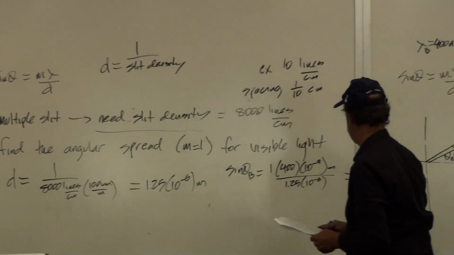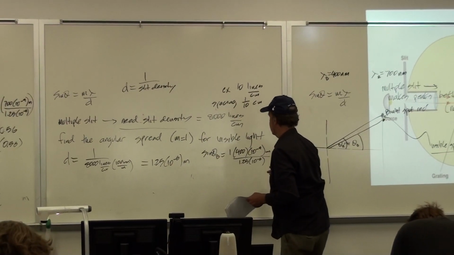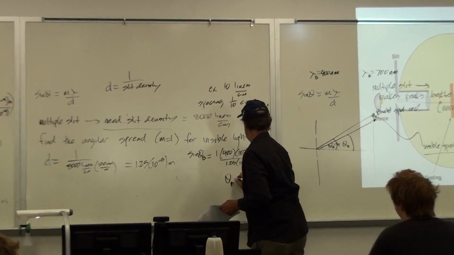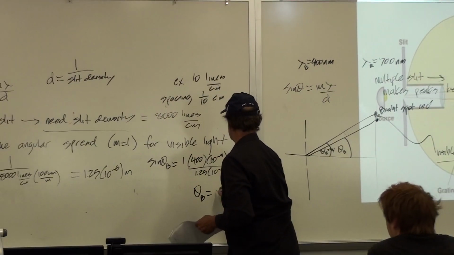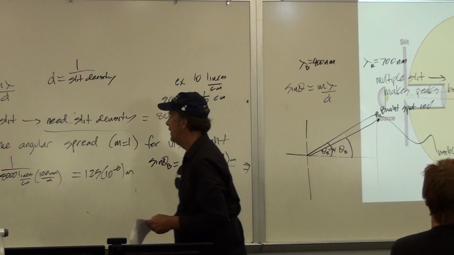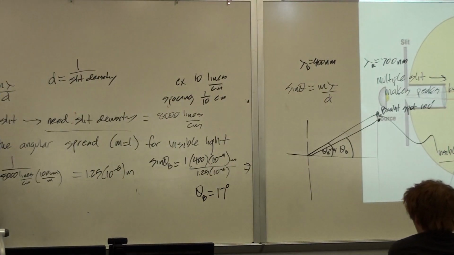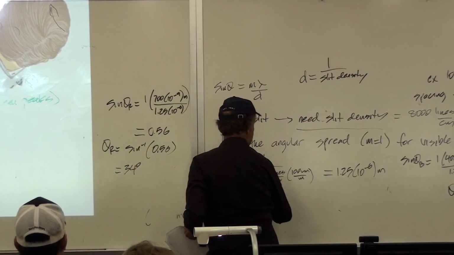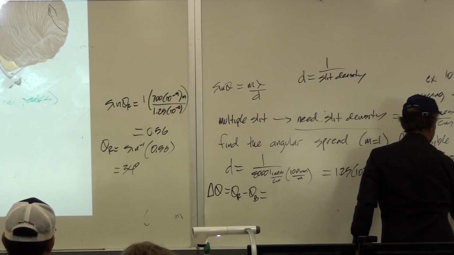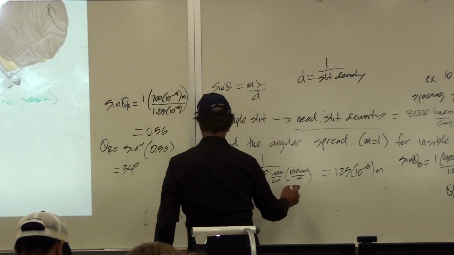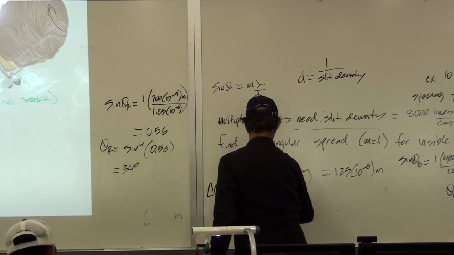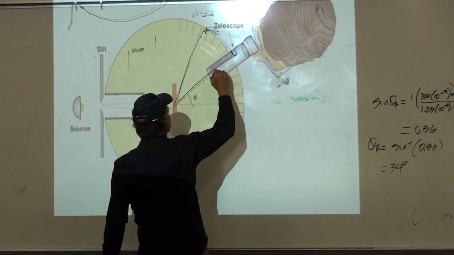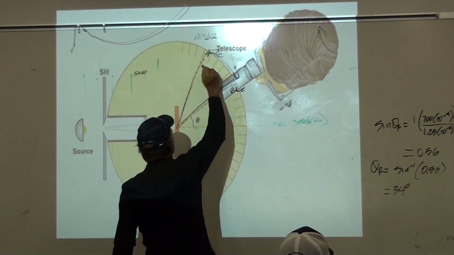I didn't punch that out, but I remember the answer. It's the inverse sine of this. It's about 17 degrees. And so our angular spread then is delta theta equal to theta red minus theta blue. I'll put approximately here. You can double check that if you want. But that would be about 17 degrees, approximately. So that's the angle that you'd sweep out in going from the blue light here to the red light here.